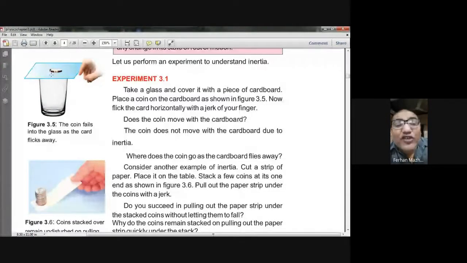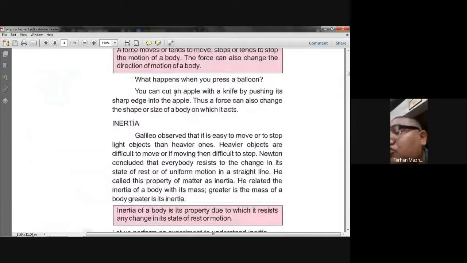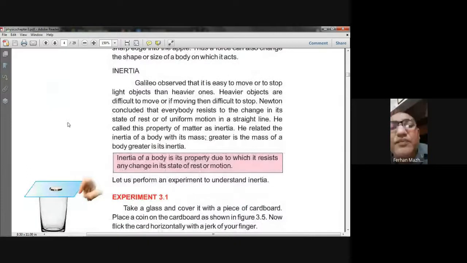If they are moving and you try to stop them, even then they resist. They want to remain in their state of motion, whatever that state is, whether rest, or moving with a constant speed. They want to keep that state of motion. So inertia means that bodies which have mass oppose any change in their state of motion. That's known as inertia. And the inertia depends upon the mass of a body.